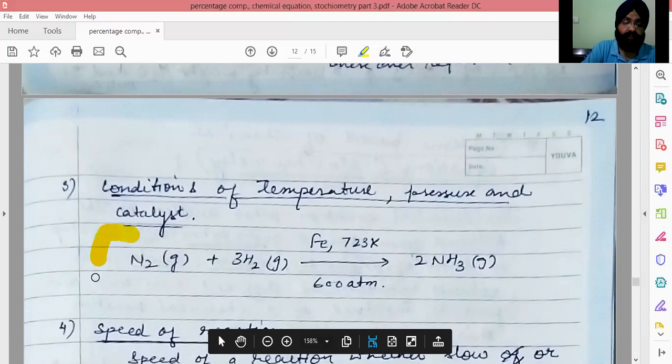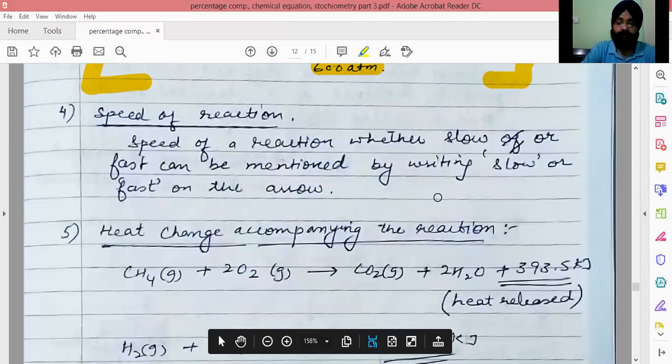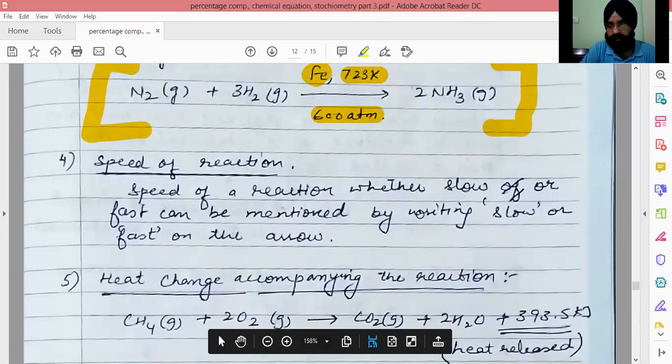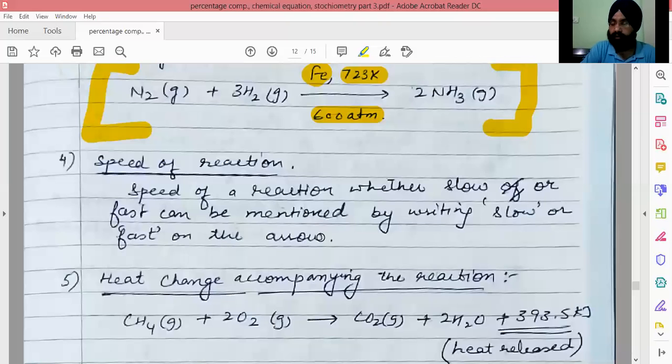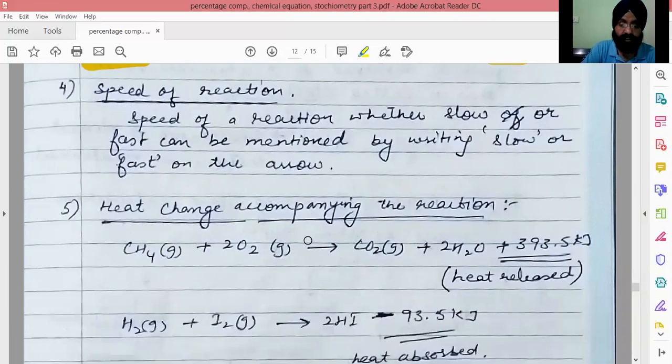Now, condition of temperature, pressure, and catalyst. So here is an example of production of ammonia. So iron is used as catalyst. So 723 is the temperature and 600 atmosphere is the pressure. So we'll find the reaction conditions above and below the arrow. Then speed. Sometimes we write on the arrow, for example, for the ionic reactions, we generally write fast. During representation of mechanisms of the reactions, fast and slow words have also been mentioned.